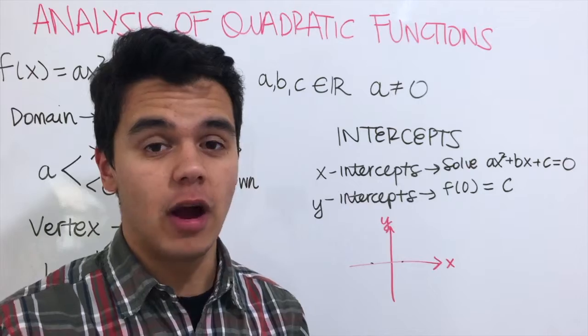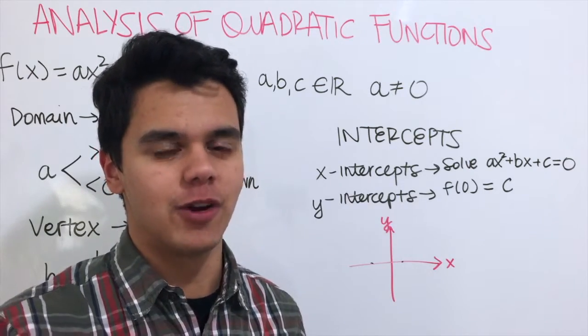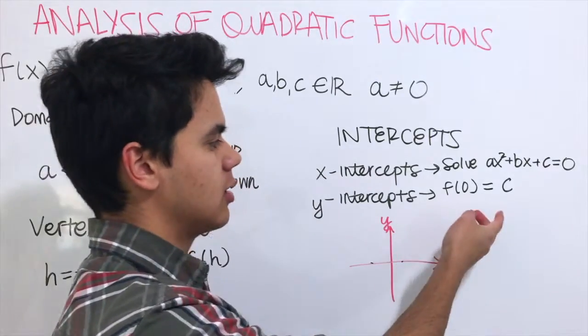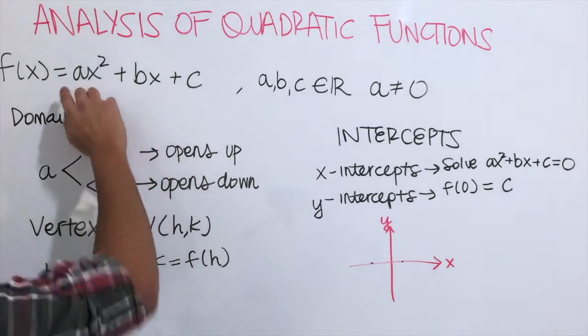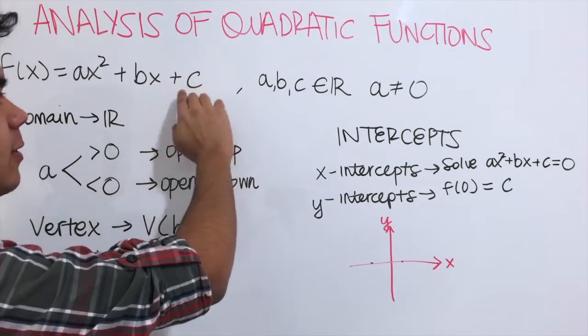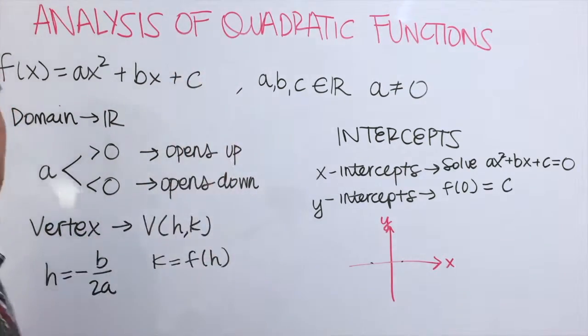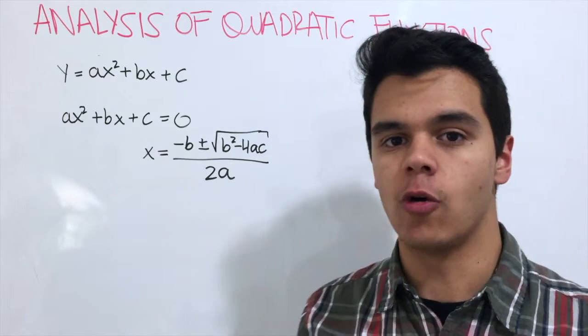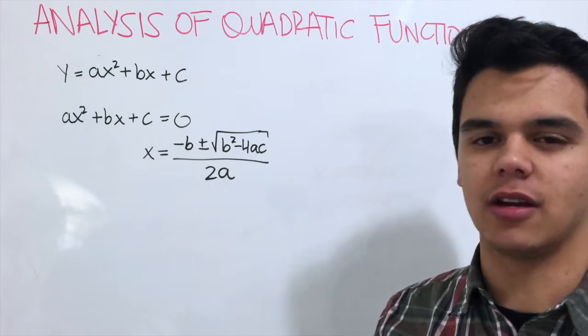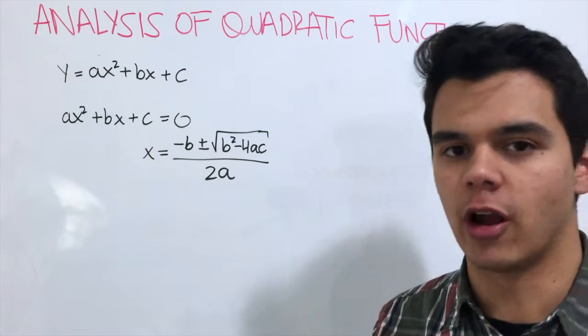Now if we want to find the y-intercept, we just sub in the value of 0 into the function. So f at 0 is just c, because if x is 0, this term would be 0, and this term would be 0, and we would just end up with c. Now solving this equation is not always easy. Sometimes we can factor, but sometimes it gets a little bit more complicated.